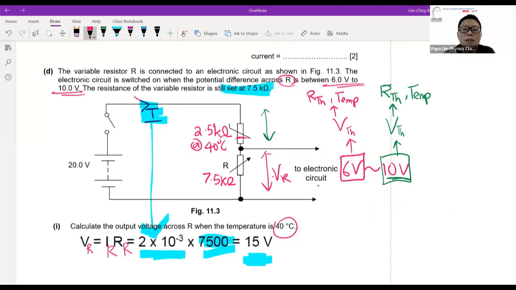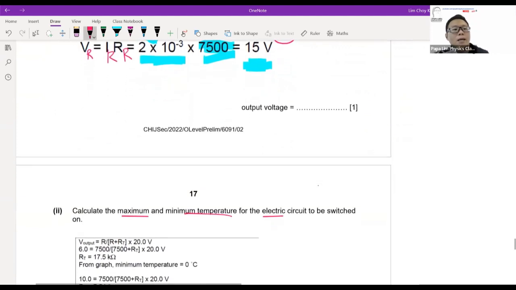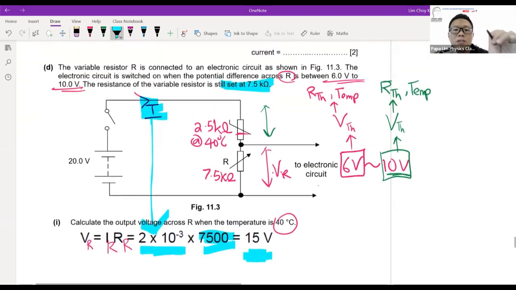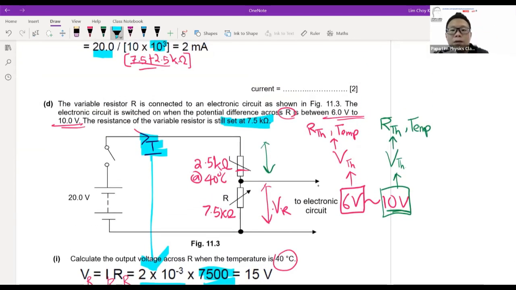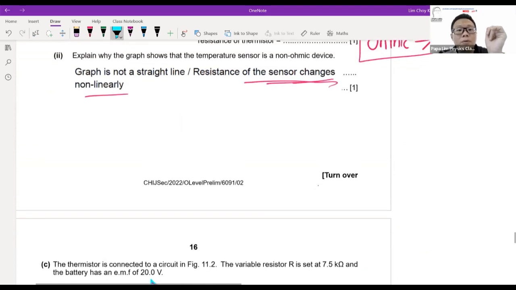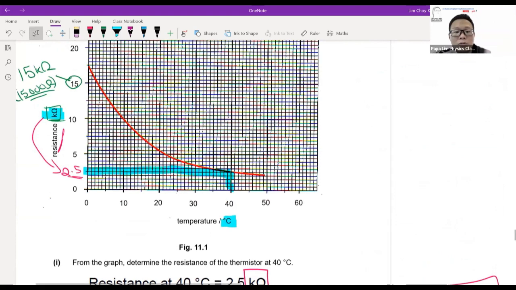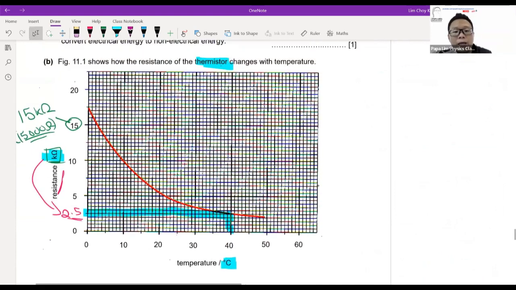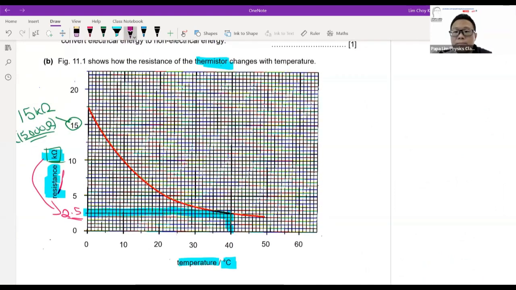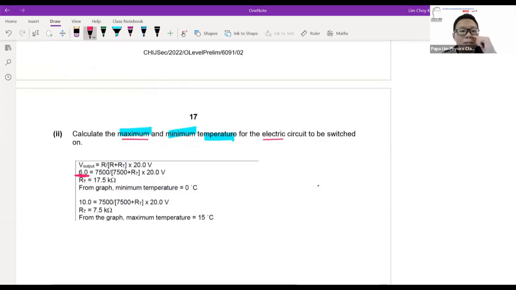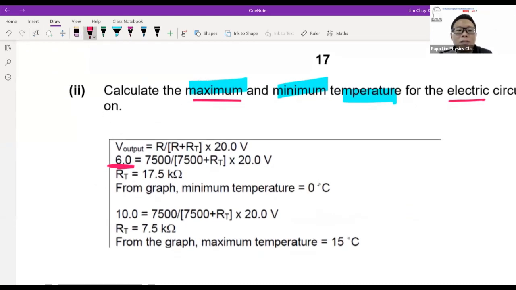Now what we are looking at is to identify the minimum and maximum temperature. If you look at the sequence, you will need to identify the resistance value of the thermistor. Why do I need the resistance value of the thermistor? Because at the beginning of the question, I am given a resistance-temperature graph of the thermistor itself. So if I can identify the resistance, I can identify the particular temperature. When the output is 6 volts, in this case, I'm using the potential divider formula to identify the resistance here.